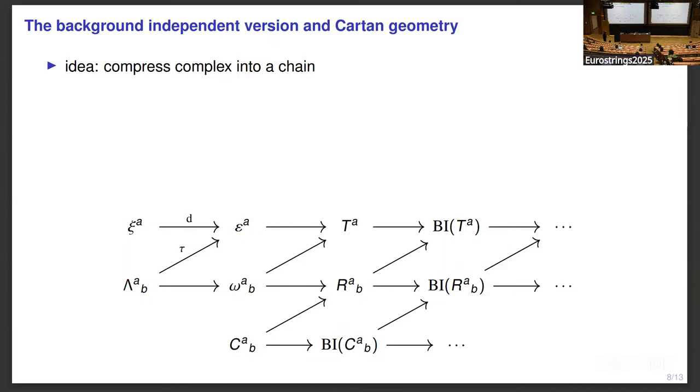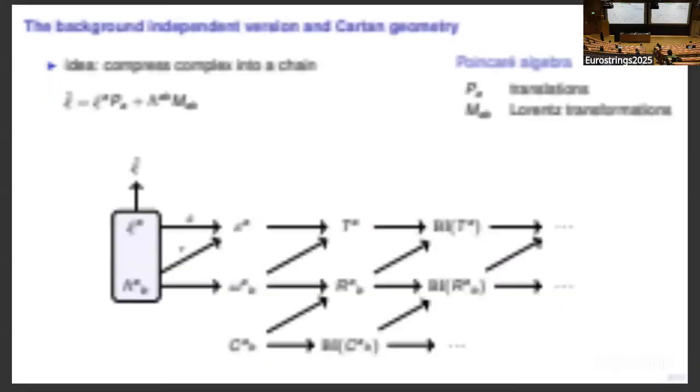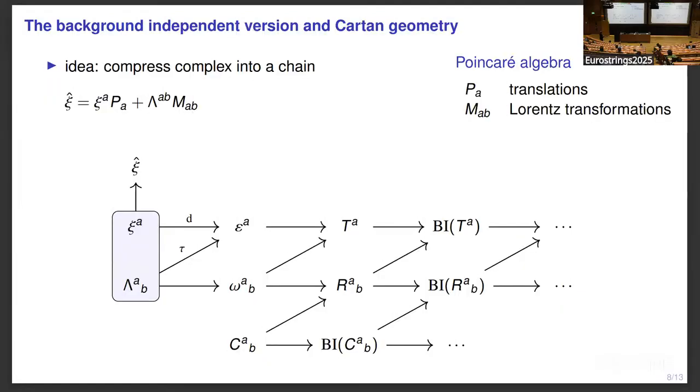But of course, you might argue that linearized gravity is very boring. And we would rather like to do the full thing, full nonlinear gravity. And so there we can now use Cartan geometry. And I want to quickly show you how this works. The basic idea is actually to compress this chain complex, which we have just in one line, so to unify it.